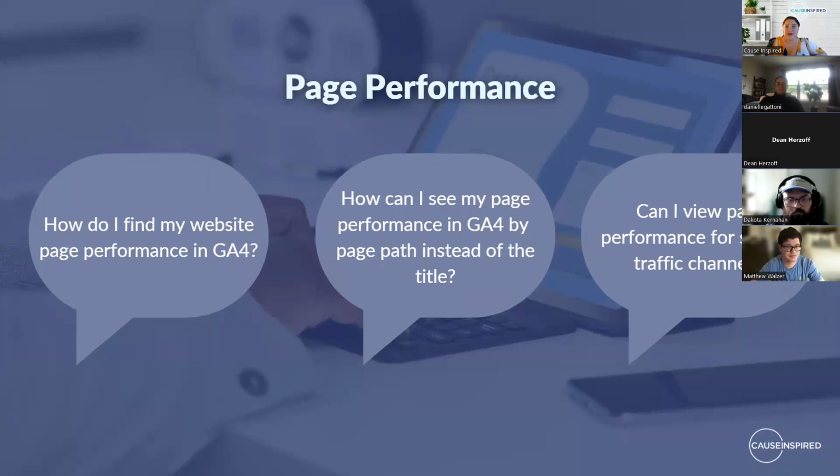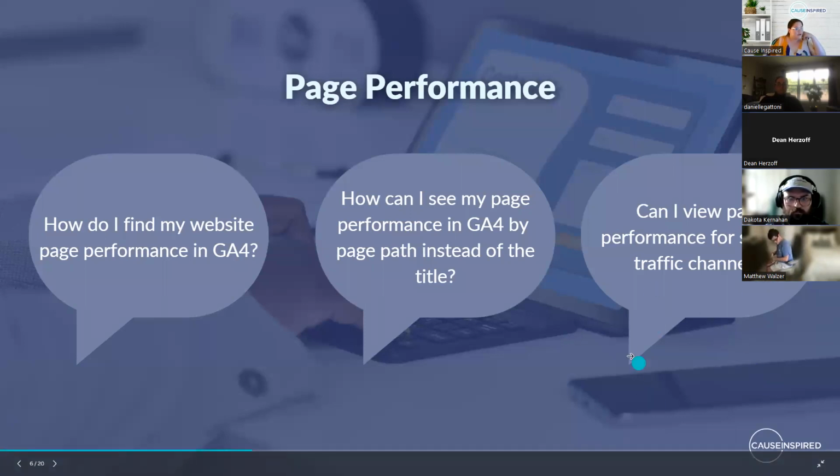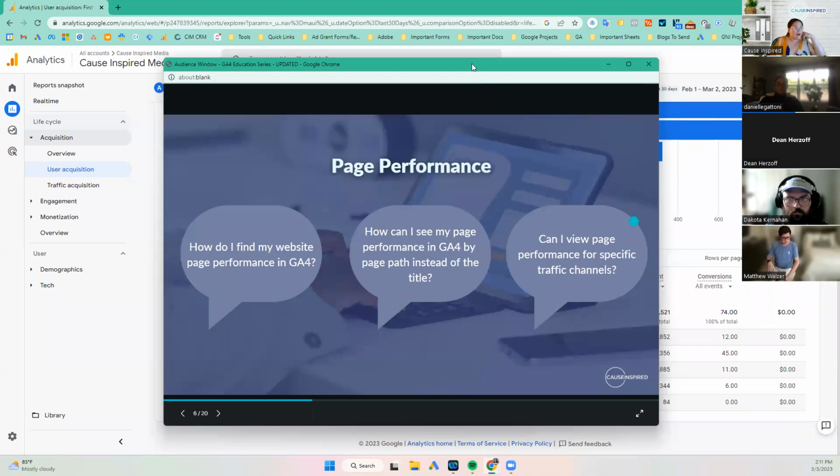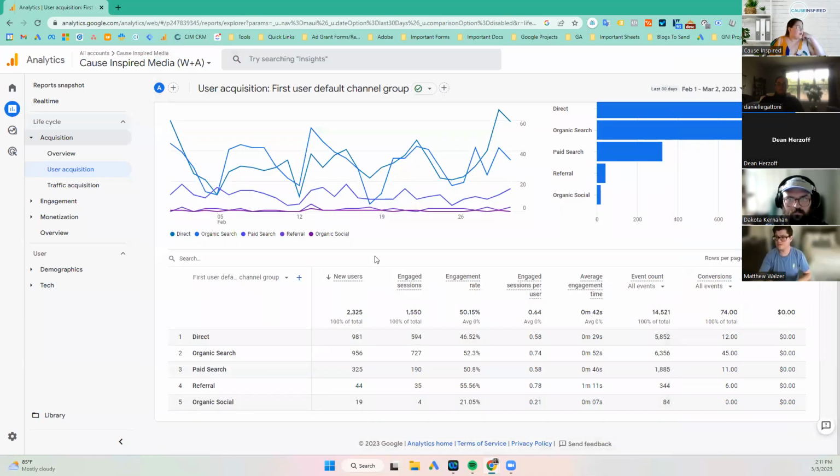The three most common questions that I get when talking about page performance are typically, one, where is it in GA4? Two, how can I view my page performance by page path instead of page title? And then three, is there a way that you can view the specific performance of a page per which channel is driving traffic there? And this is all going to go back to what we were just reviewing. So let me go ahead and pop back into GA4.